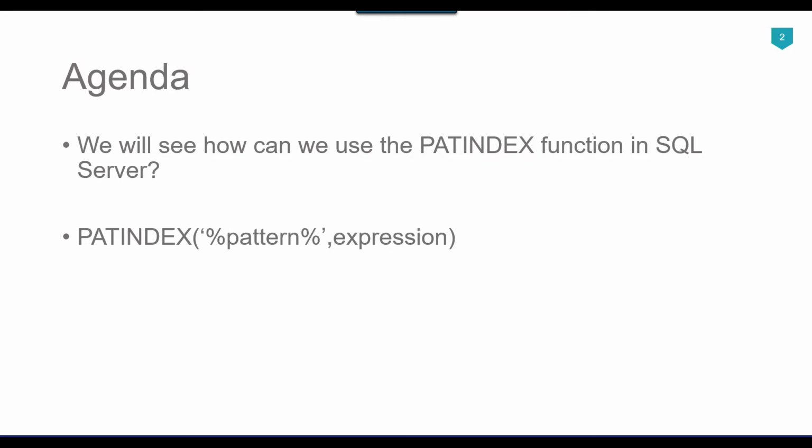So the syntax for the Patindex is as follows. In the Patindex function, we need to pass the pattern, which pattern we want to search in a particular string, and then it returns the starting position of that pattern. So without wasting further time, let's jump to the demo.